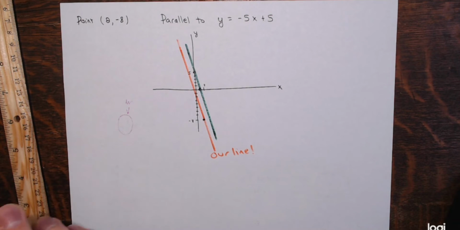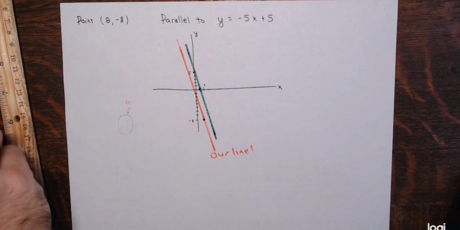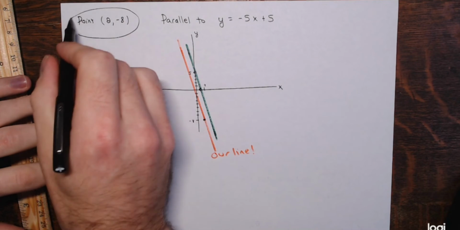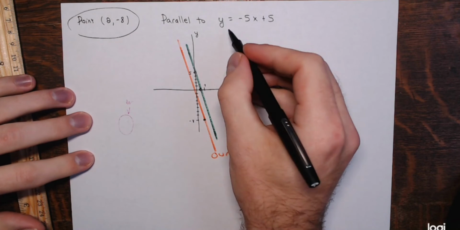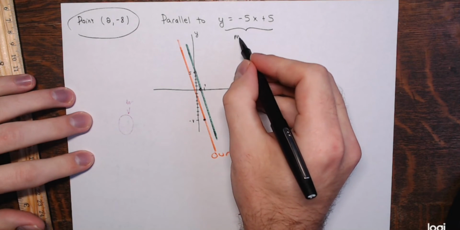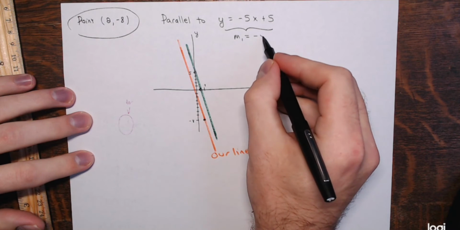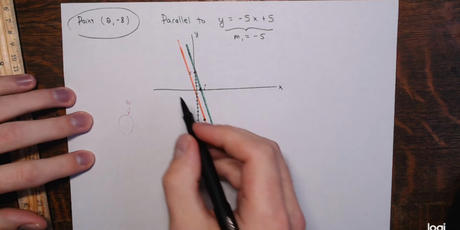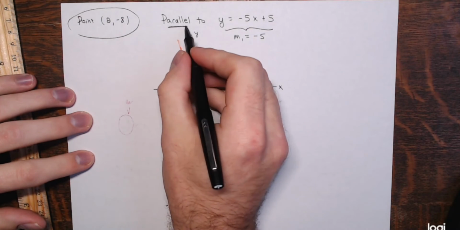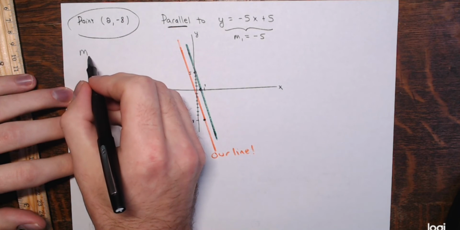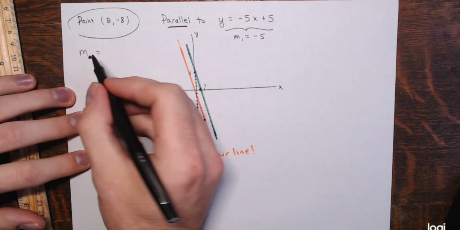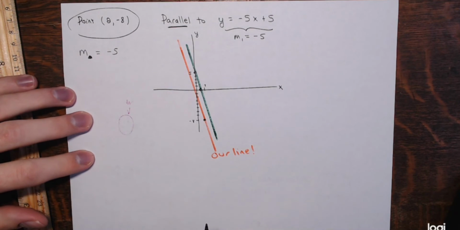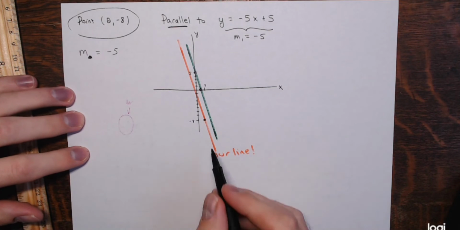Right. Remember, parallel means runs in the same direction without touching, right? Well, I have a point. Now I just need the slope. Well, the slope of this line, I'll call it M1, is -5. Right, the slope is -5 for that green line I drew, the first line. And since we're parallel to it, the slope of our line, which I'll call just M, is -5. It's got to have the same slope. And you see it has the same slope, different intercepts.